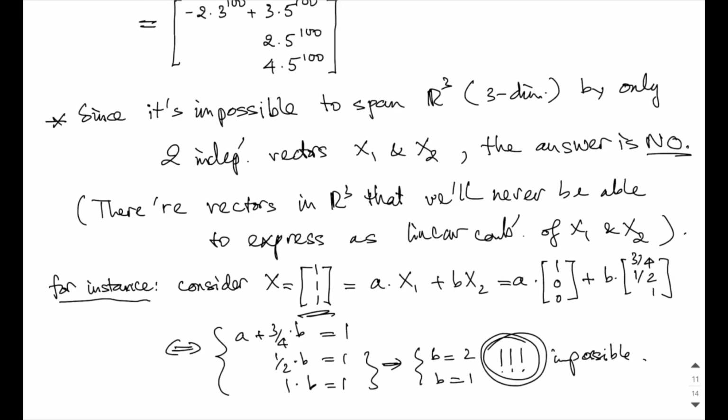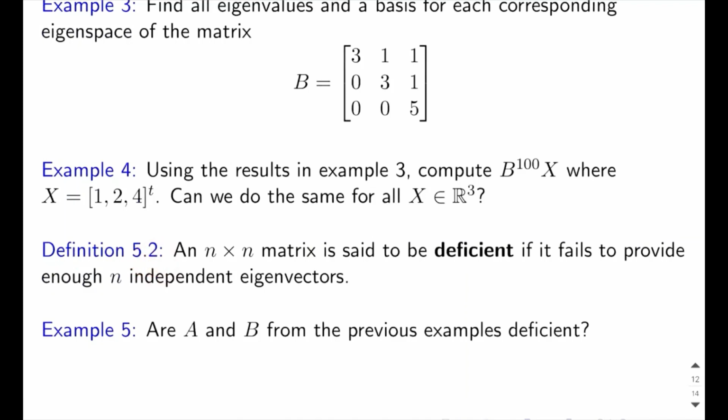So from example number 2 and example number 4, we realize that there is a major difference between A and B. A is good, right? B is not as good. Definition 5.2. An n by n matrix is said to be deficient if it fails to provide enough n independent eigenvectors. So from this definition, we immediately see that because A produces enough n independent eigenvectors, A is a good one. A is not deficient. But B, the 3 by 3 matrix B, fails to provide enough 3 independent eigenvectors. B only produces 2 independent eigenvectors. And so it is deficient.